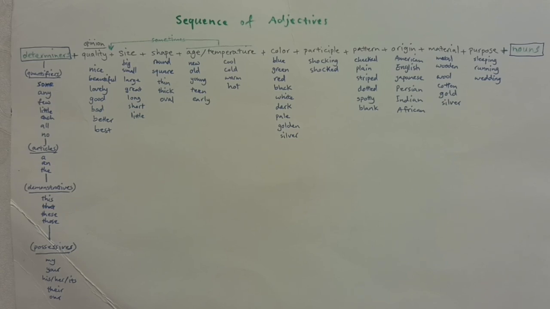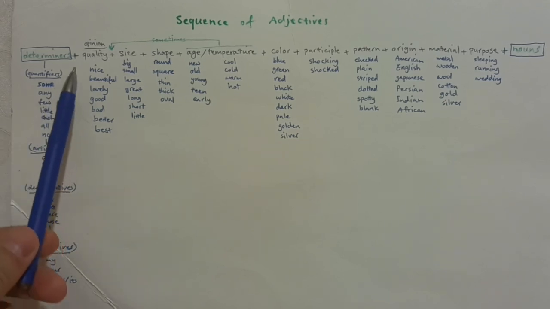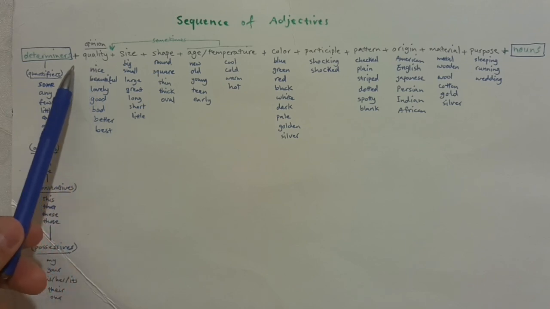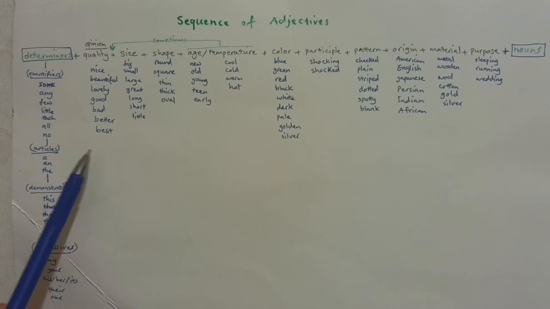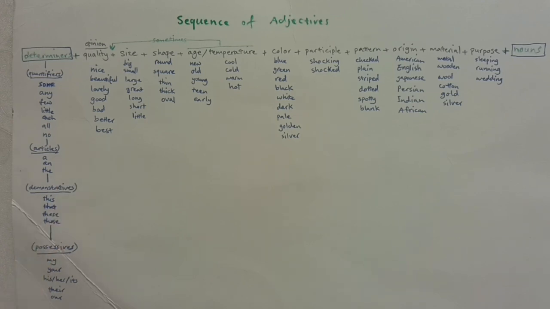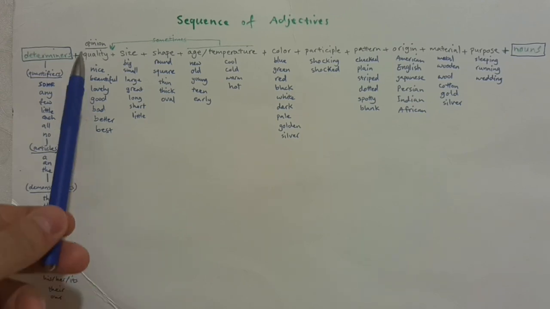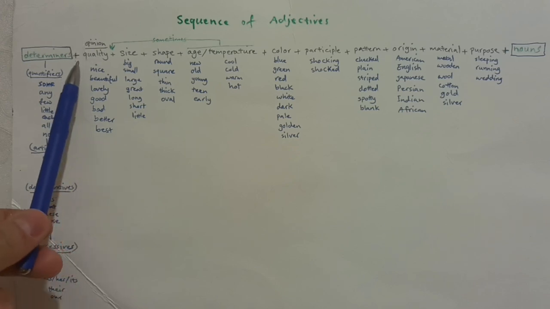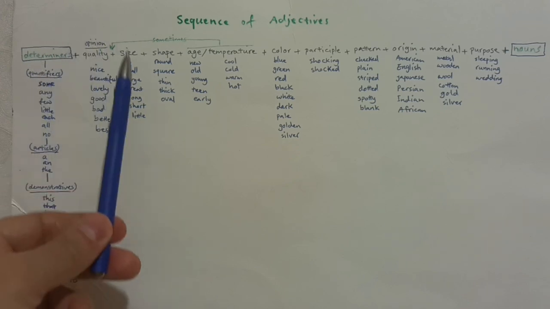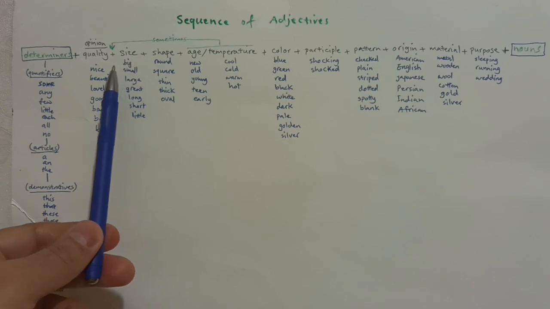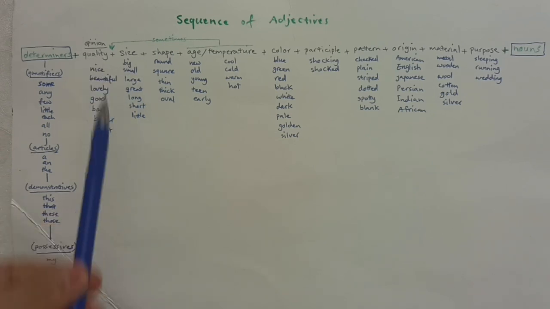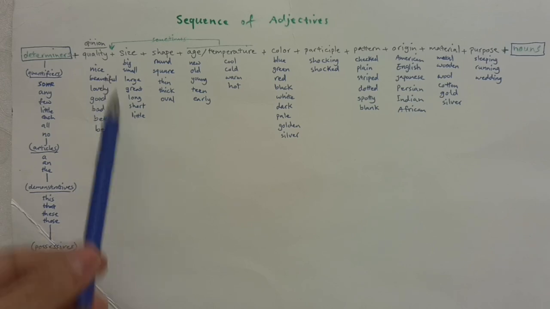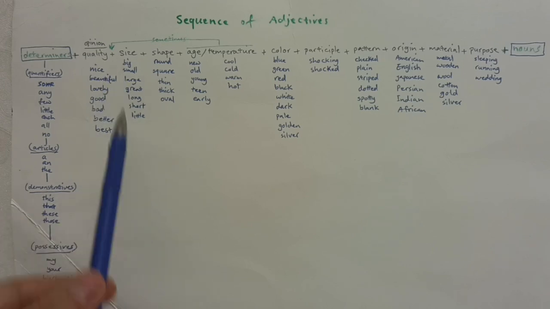For example, as you can see, I used the adjectives of opinion or quality, such as nice, beautiful, lovely, good, bad, better, best, in whatever form they may come. We consider them adjectives of quality or opinion, but they come before the adjectives of size, like big, small, large. You can pause this video, by the way, if you want to see the examples that I gave here on a piece of board for you.